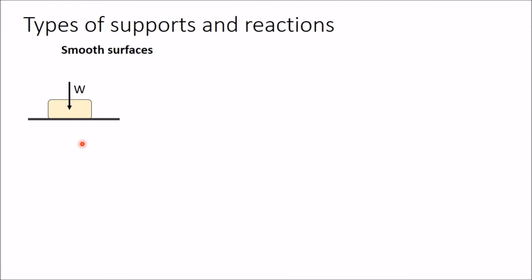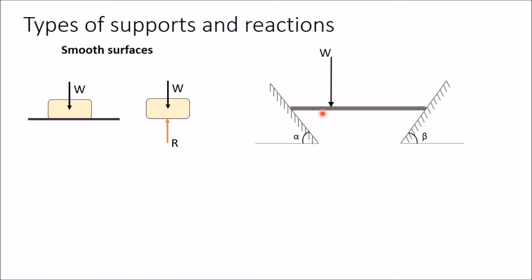When a block of weight W is kept on this smooth surface and you want to draw its free body diagram, first sketch this block and apply the weight in the vertically downward direction. Now I have removed this support, and in place of this support you should show one reaction which will be perpendicular to the surface. Here I have taken a beam which is supported at two smooth surfaces. Now here at this point there will be one reaction. That reaction will be perpendicular to this surface. Now this surface is making angle alpha, therefore this perpendicular reaction will make the same angle alpha from vertical.